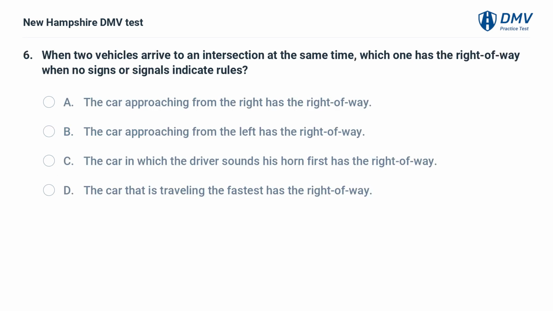When two vehicles arrive to an intersection at the same time, which one has the right of way when no signs or signals indicate rules? A. The car approaching from the right has the right of way. B. The car approaching from the left has the right of way. C. The car in which the driver sounds his horn first has the right of way. D. The car that is traveling the fastest has the right of way.